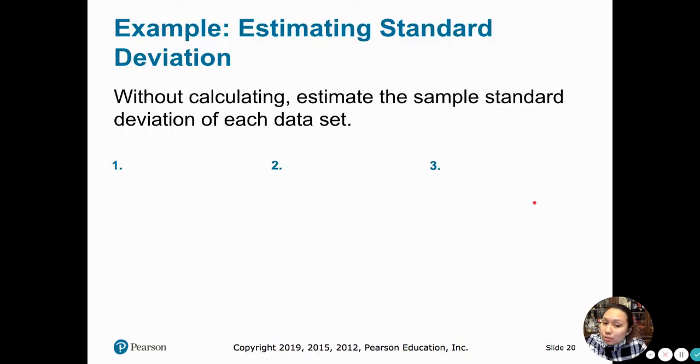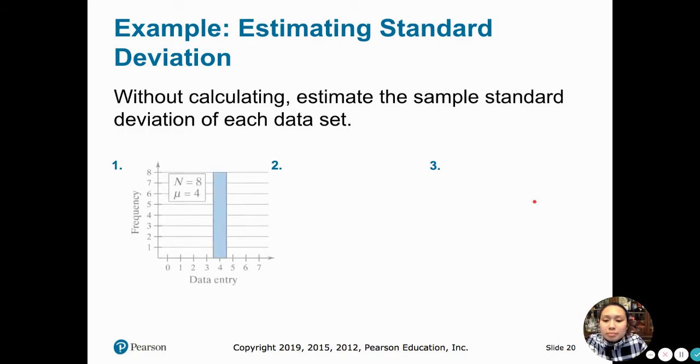All right, so for these next few graphs, see if you can figure out what the sample standard deviation is without actually calculating it. All right, so here is the first graph. I do realize that it says N and mu. N is simply just the total number of entries or frequencies, and mu is your average. Think of this as your X bar. Okay? So our average is 4, and the total number of frequencies or entries is 8.